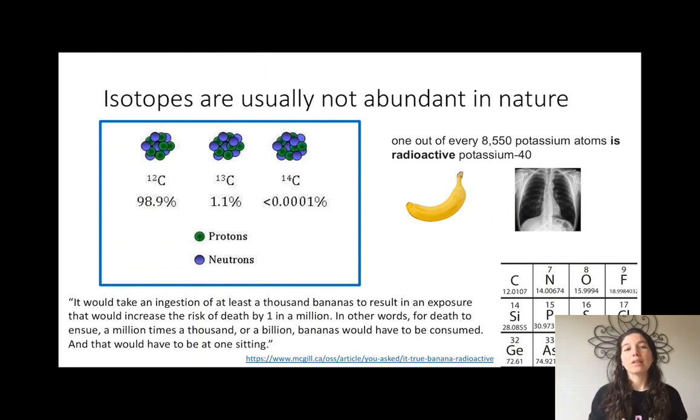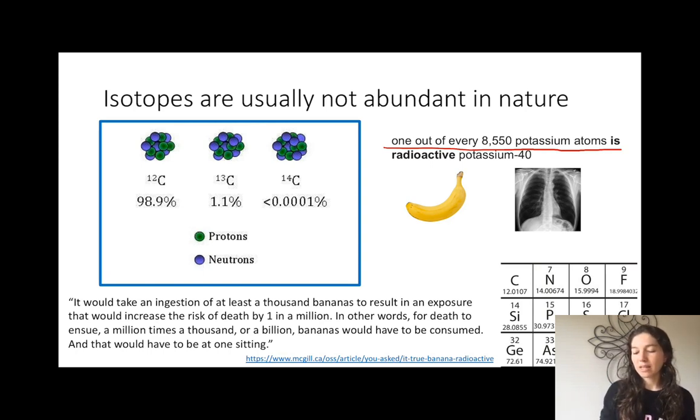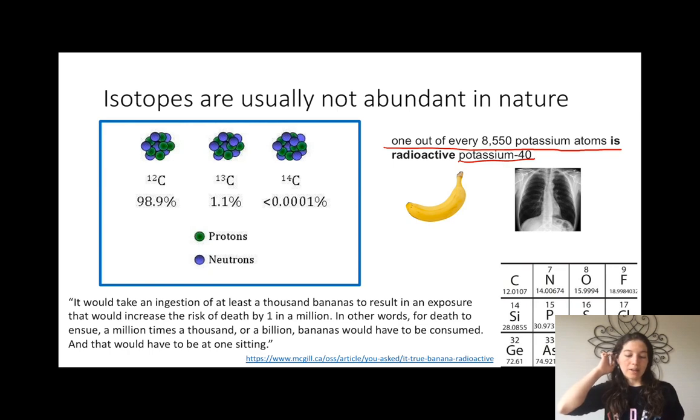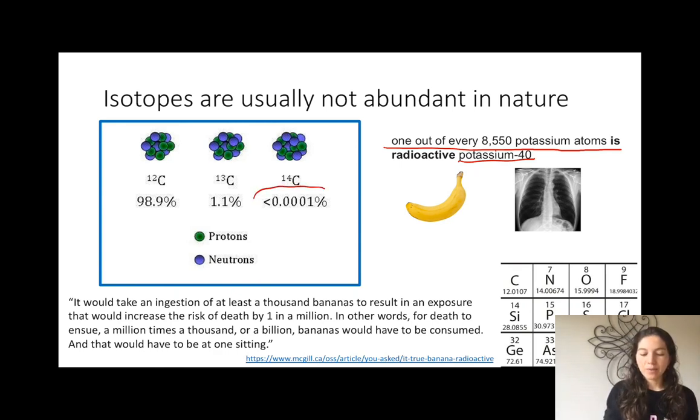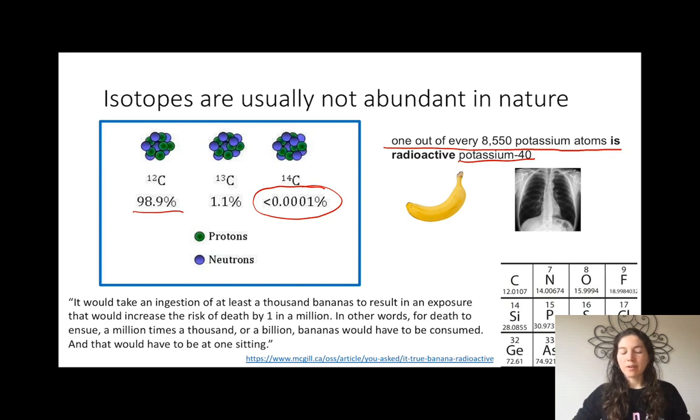I just want to be really clear here that radioactive isotopes are usually not very abundant in nature. One out of every 8,550 potassium atoms is a radioactive isotope of potassium called potassium-40. So we don't readily encounter these isotopes in nature. They're very low percentages. You can see here that carbon-14 is 0.00001% of all carbon atoms. So encountering these in nature is very rare. There's going to be a very small amount of them.